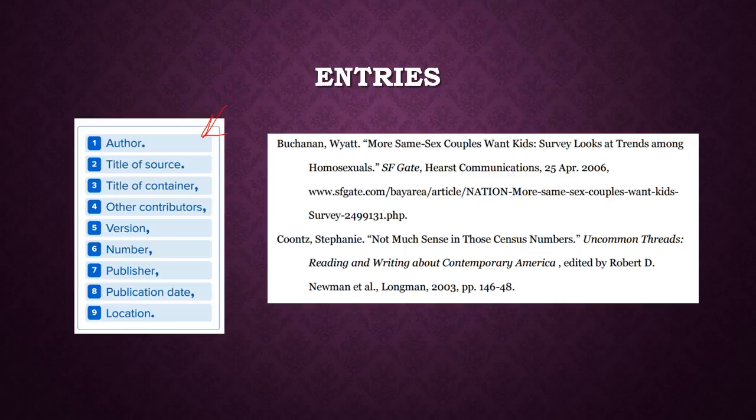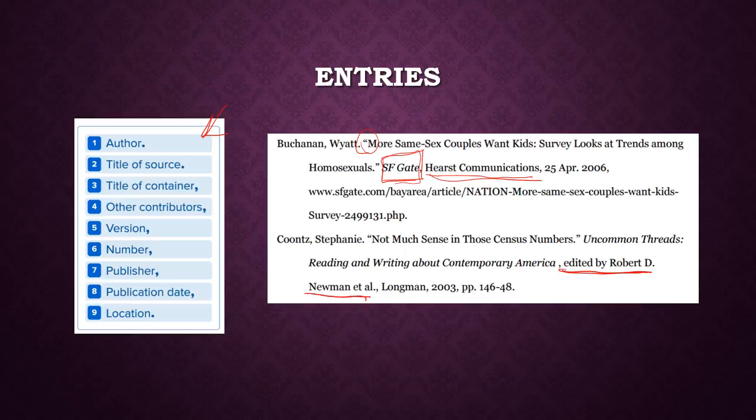Then the title of the source, and that goes in quotation marks. And then the title of the container. So the container is like a website or a book that the article is in. So that is where you found it. And then other contributors in this case is like Hearst Communications, or no, that's the publisher. Other contributors, here we go. Edited by Robert Newman et al. So this is other contributors.